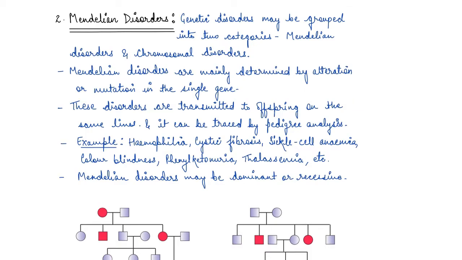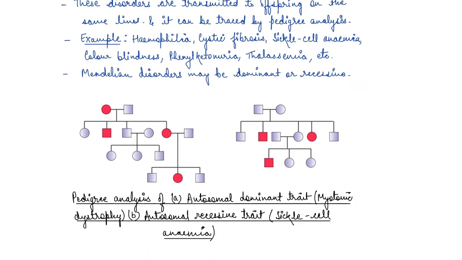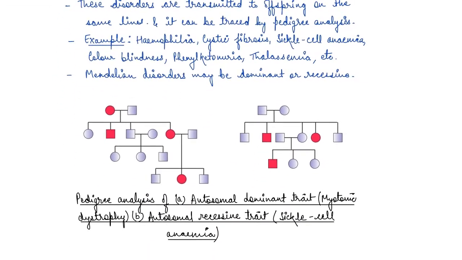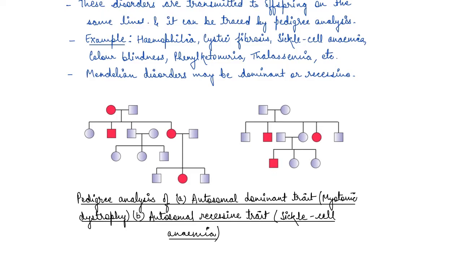It might reflect or it might not reflect, right? So if you see the pedigree analysis here, you will see the first one is an autosomal dominant trait. This is the case in myotonic dystrophy, wherein you see that the female has the disease here.